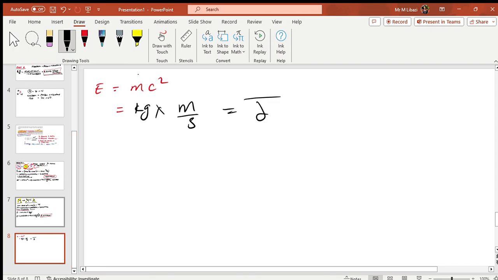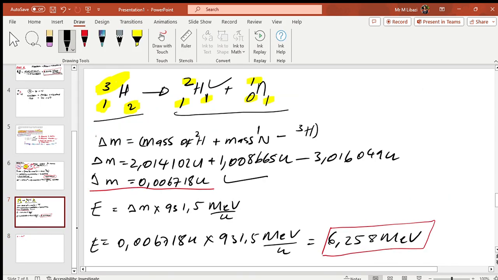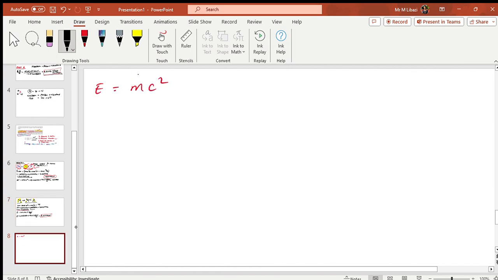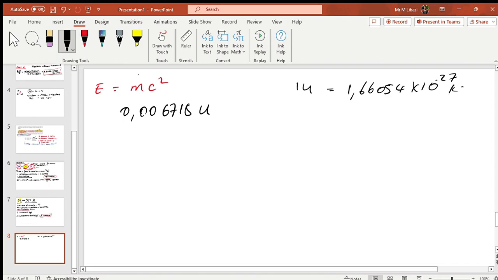So let's try something. We take the mass, which is 0.006718 U, right? We know that 1 U is actually 1.66054 times 10 to the minus 27 kilograms. I think you remember that number.